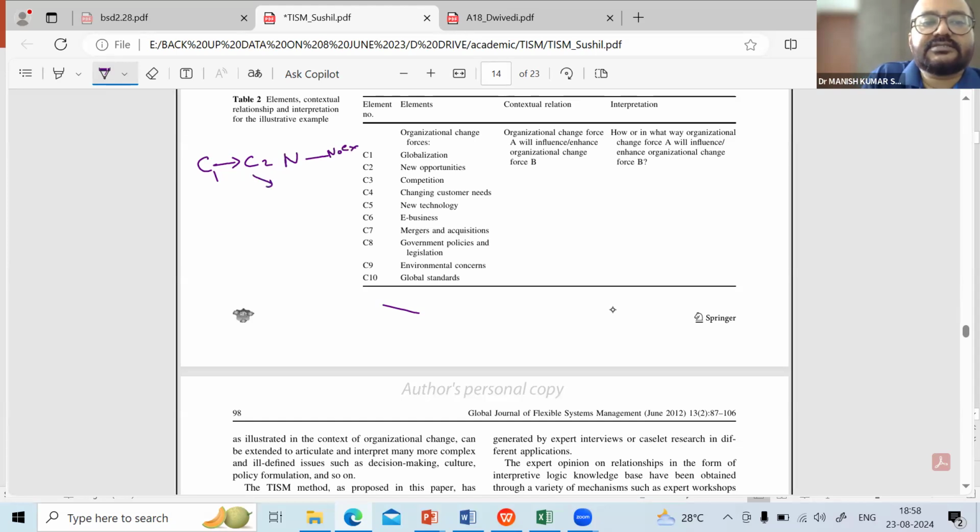If any respondent says yes, then why? This "why" is known as interpretation. Why is C1 influencing C2? You have to answer for that. So you have to create one A3 size sheet where all the questions will be answered.